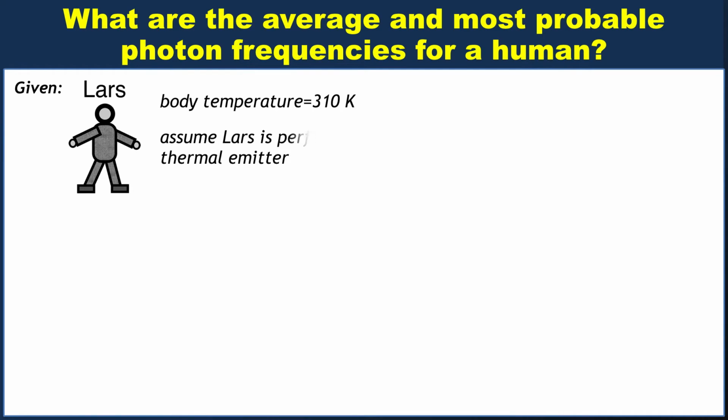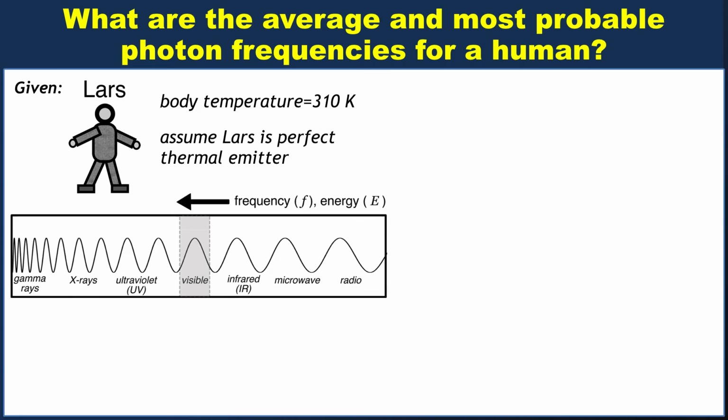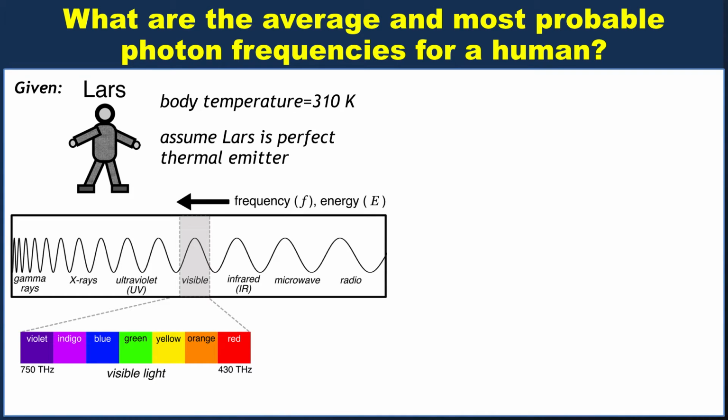We're going to assume that he's a perfect thermal emitter. Not quite true, but it's an okay assumption for now. What we're interested in, if we have the electromagnetic spectrum here, where frequency increases to the left, that's the way it's usually drawn. So you go from radio waves to gamma rays passing through visible, the stuff we can see, as you increase in energy and frequency. This is the little chunk that we can see right here.